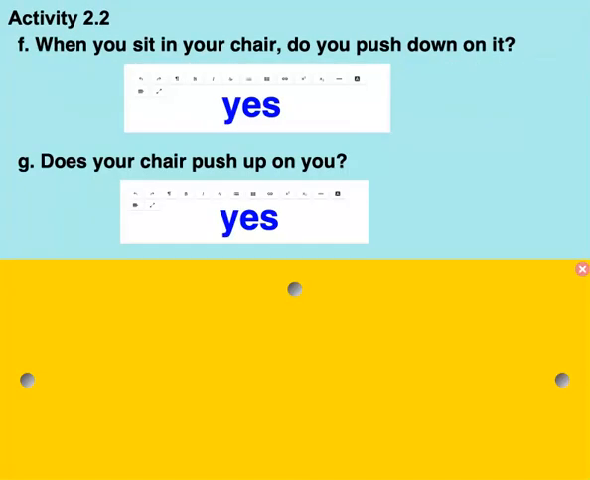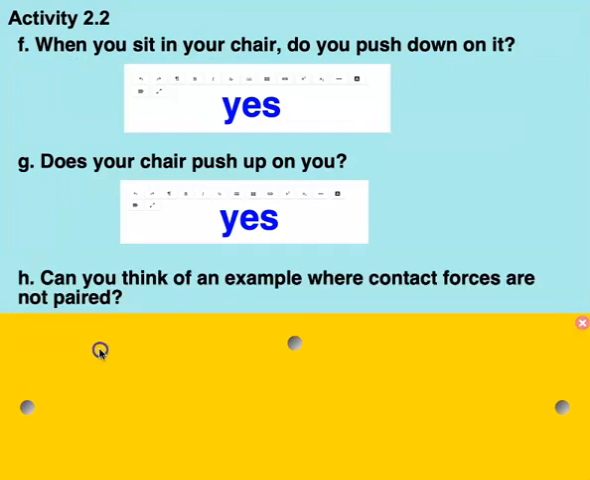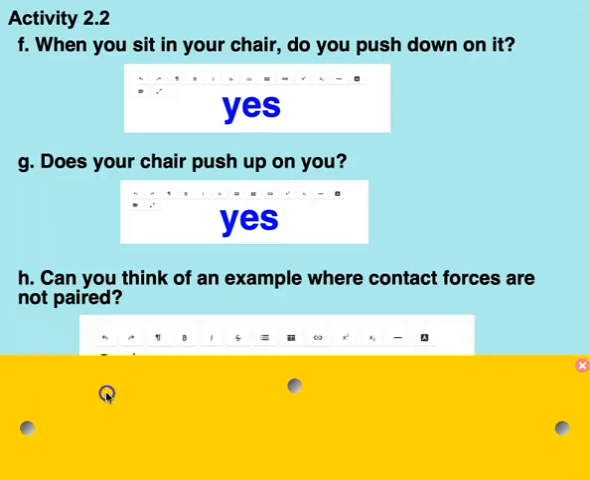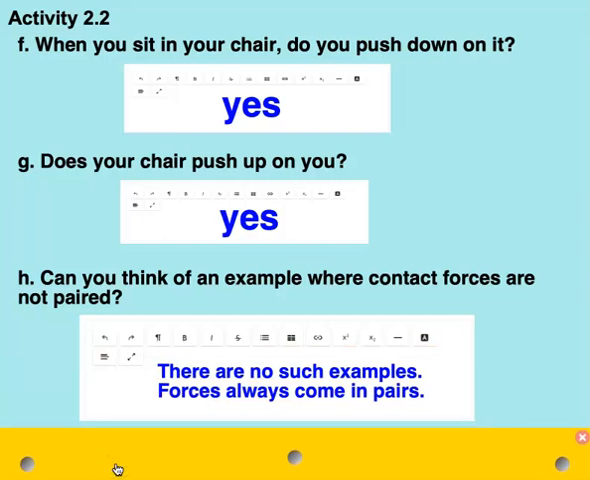So did you get all these? Oh, there's one more underneath there. Can you think of an example where contact forces are not paired? And the answer is that if you really think hard about it, there are none. There are no examples of forces just acting in one direction. You push on the wall, the wall pushes back. When you walk, you push down on the floor, and the floor pushes back. When you sit in your chair, you push down on the chair, and the chair pushes back. The chair is on the floor, it's pushing on the floor, and the floor is pushing back. So forces always come in pairs.